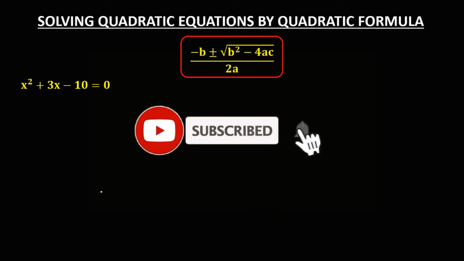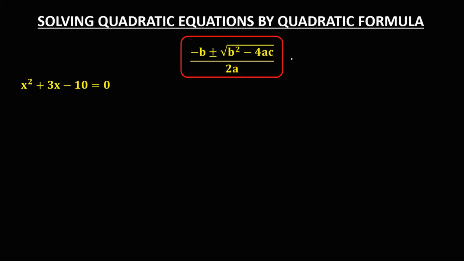Okay, so let's have this problem. In solving a quadratic equation using the quadratic formula, first we need to find the values of a, b, and c. So a is the number on the first term. Since this one is x squared, therefore a is equal to 1. And b is the second term, so we have positive 3, and c is the constant, that's negative 10.